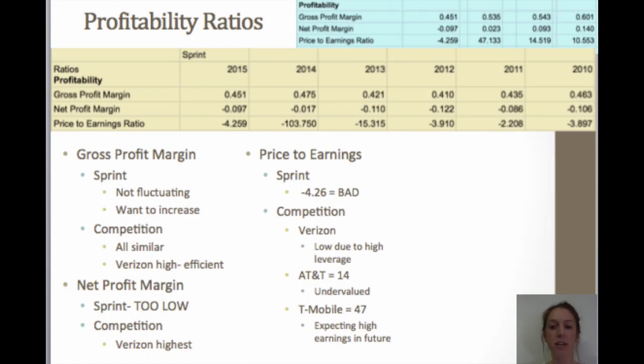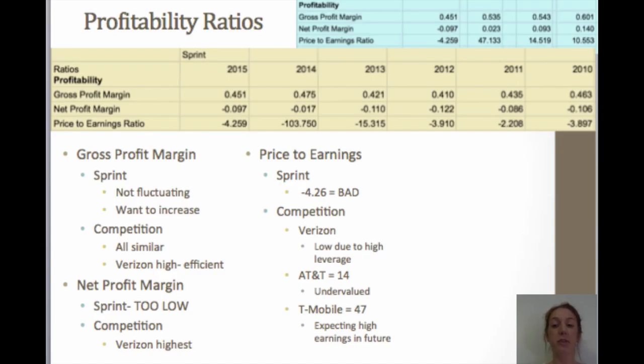Next are the profitability ratios. We'll start with gross profit margin, which in 2015 for Sprint was at 0.45, and this margin over the past 5 years for Sprint was around 0.4, which shows the stability. You want to be stable with this ratio, so it's good that Sprint's margins are not fluctuating much year to year. The bad thing is that their margins are only at 40%, and getting that number up would be a really good sign for the company.